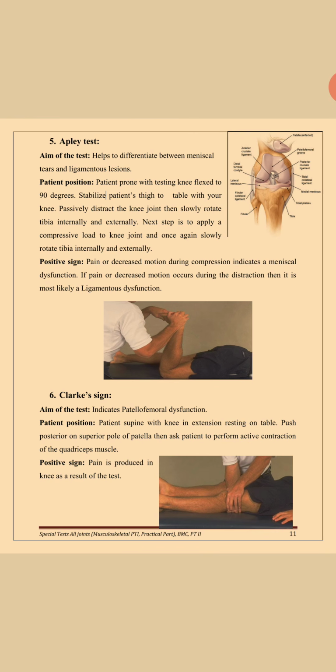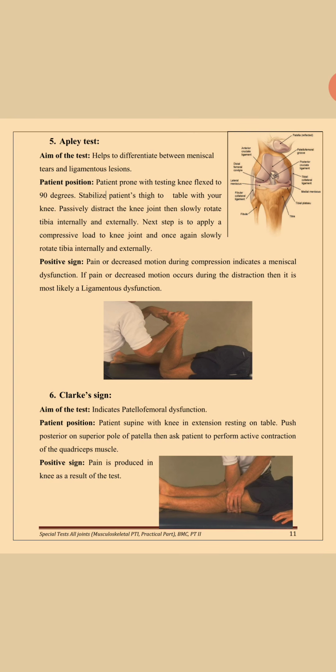Next step is to apply a compressive load to the knee joint and once again slowly rotate the tibia internally and externally. Positive sign: pain or decreased motion during compression indicates a meniscal dysfunction. If pain or decreased motion occurs during the distraction, then it is most likely a ligamentous dysfunction.